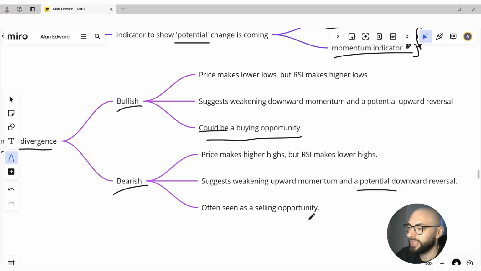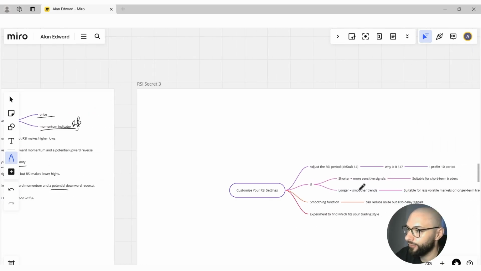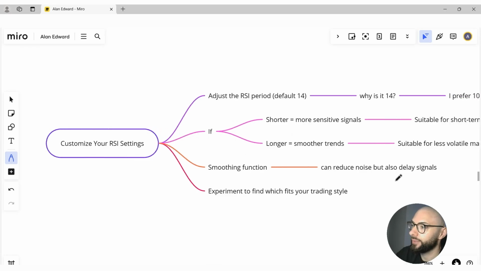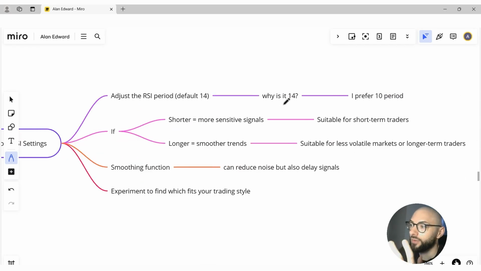It's often seen as a selling opportunity. RSI Secret 3. Customize your settings. So you want to adjust the RSI period. The 14 period calculates the last 14 candles and creates an average. And I prefer a 10 period. This just gives me a bit more signals.